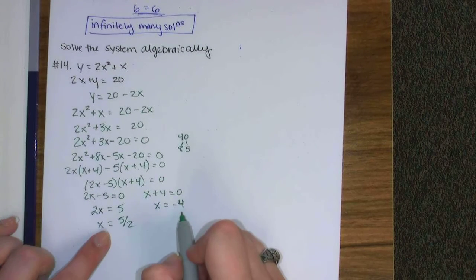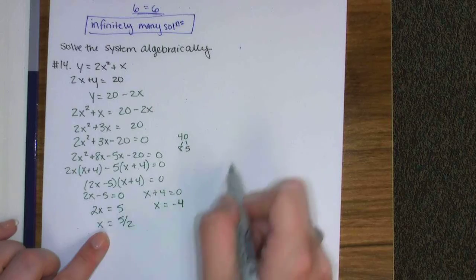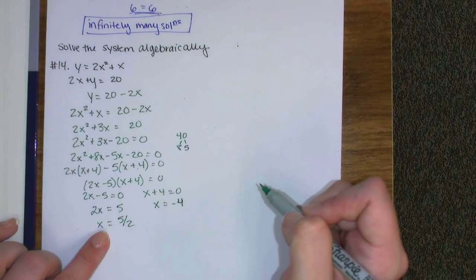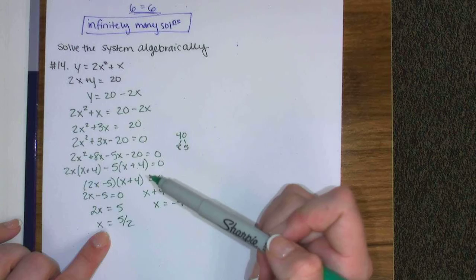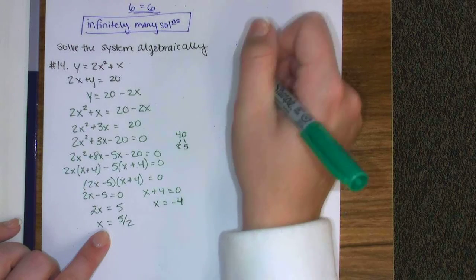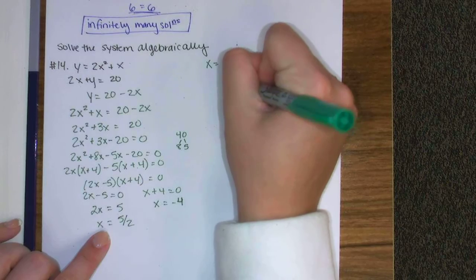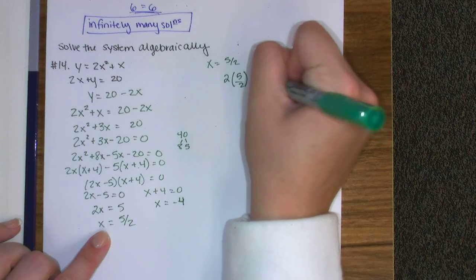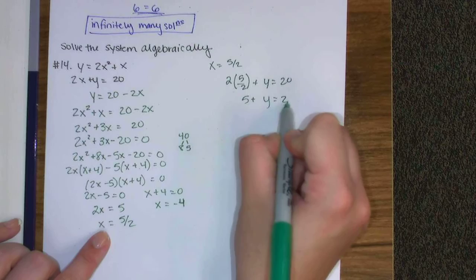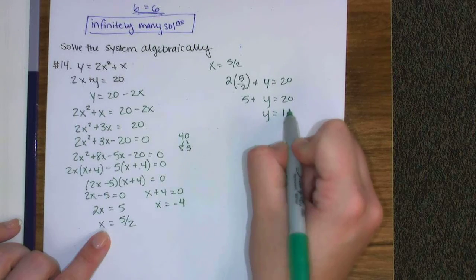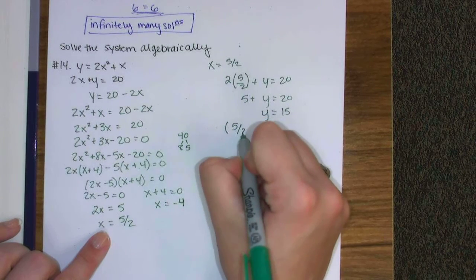Now, normally when I'm solving stuff, I would be done now because I've solved for x, but I have to remember I need to go back up and find what y is, so I'm going to plug these back in. It doesn't matter which one I pick, so just for ease I'm going to pick this one down here. So, when x is equal to 5 halves, I have 2 times 5 halves plus y is equal to 20. 2's go away. 5 plus y is equal to 20. y is equal to 15. So my first ordered pair is 5 halves and 15.